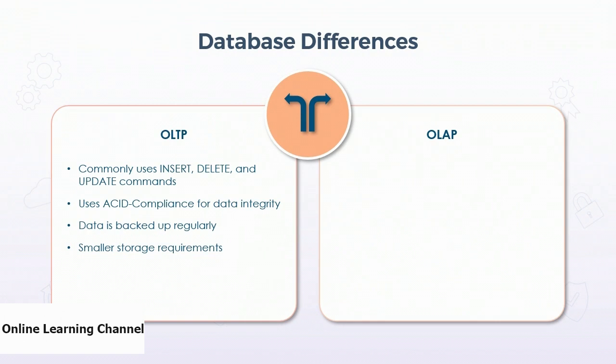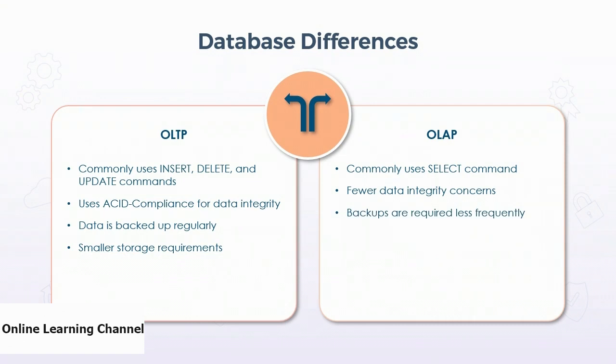Whereas OLAP, on the other hand, commonly uses the select. We're not inserting data, we're not deleting data, we're just viewing data. It has fewer data integrity concerns because a lot of that is taken care of before the data gets into the data warehouse. Backups are required less frequently. You have larger storage requirements because you're dealing with a larger amount of data.